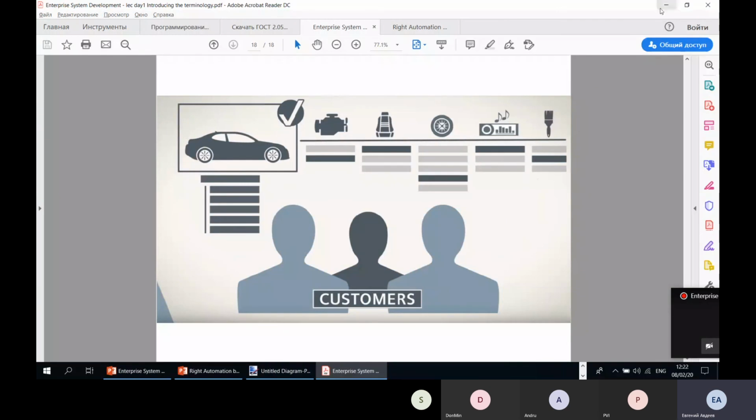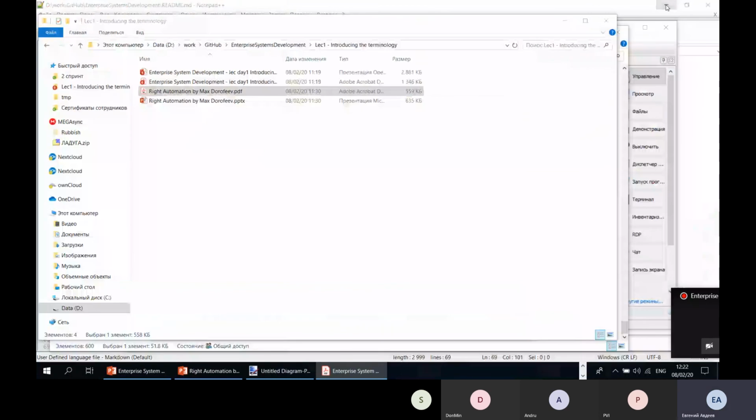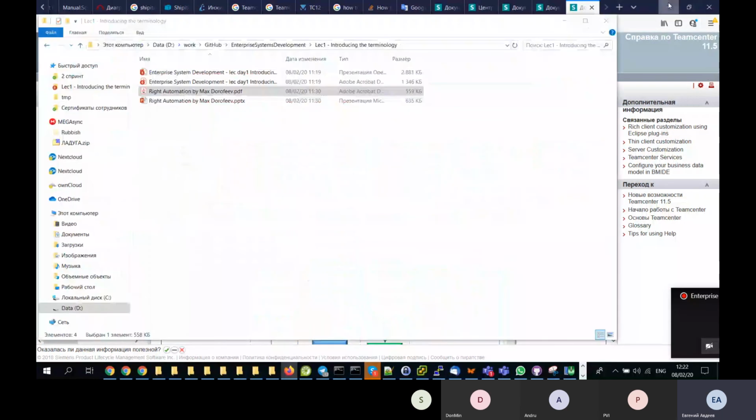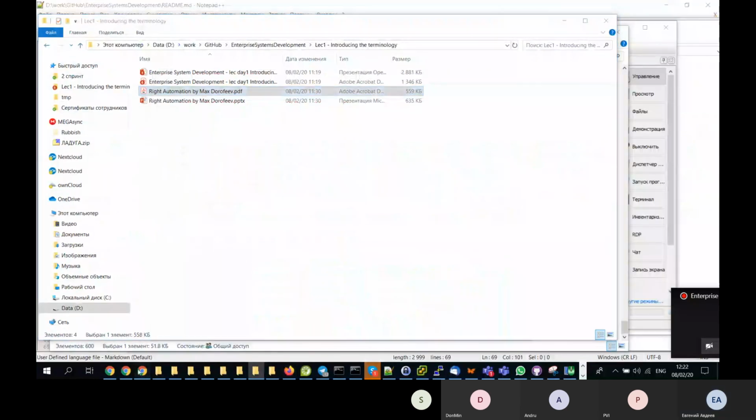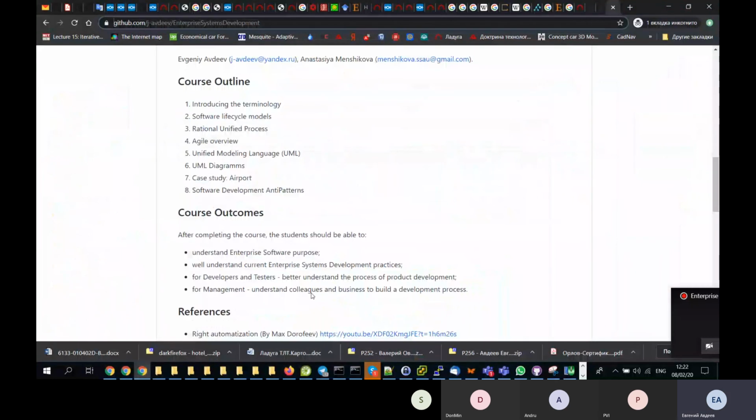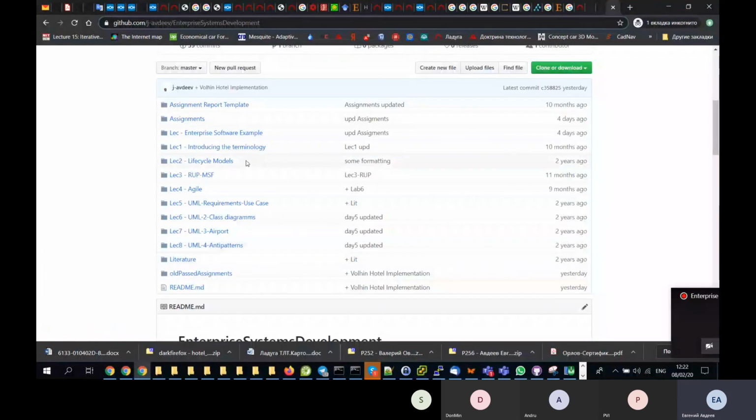In the next sections, we will say which topics we will cover. The following topic is about lifecycle models, and after that about UML description.